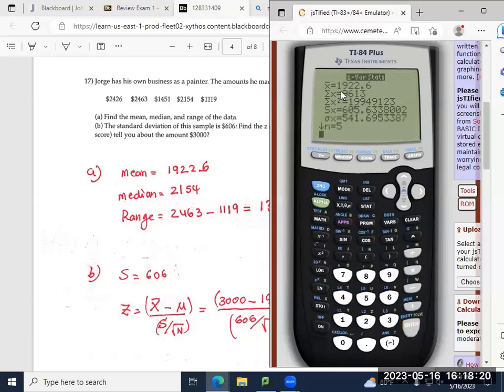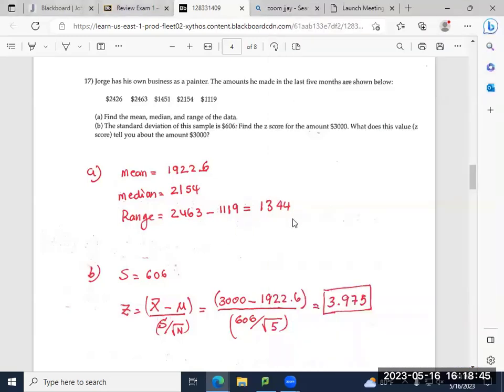All right, so you get these values. You see here the X bar is 1922.6. Done. The median, you go down. So you see the median is 2154. Done. All right. And you see here the minimum value is 1119. And you see the maximum as well all the way at the bottom, 2463. You just take the difference between both of them and you're done.